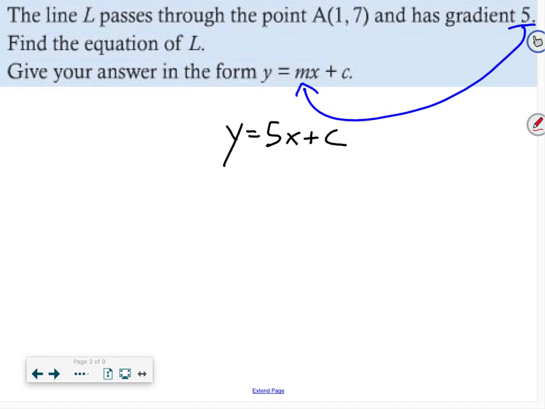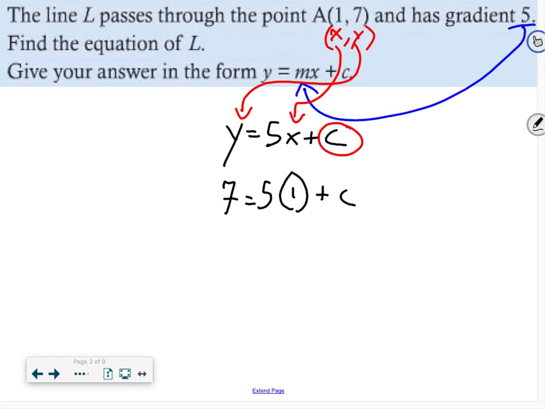So the only thing I have left to figure out to finish this is my c. Well, conveniently, I have been given an x and a y value that must be satisfied by this equation. So by substitution, I can plug in my x and my y into my equation. Okay, so I get 7 equals 5 times 1 plus c. Okay, I can solve for c. So by simplification, I get 7 equals 5 plus c, minus 5 minus 5, and I get 2 is equal to c. So I have my m value. I now have my c value.